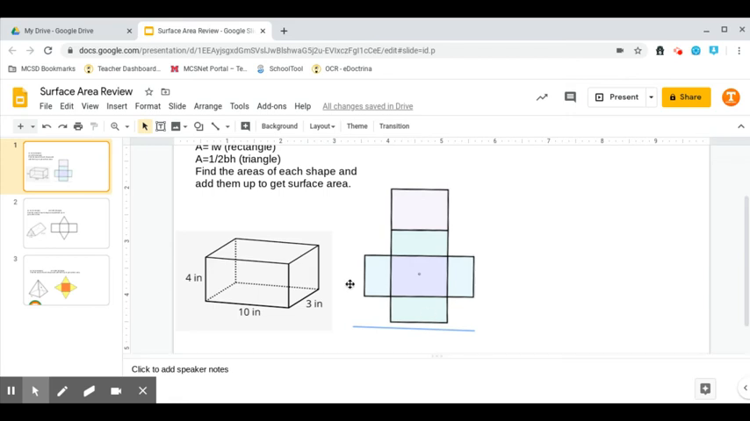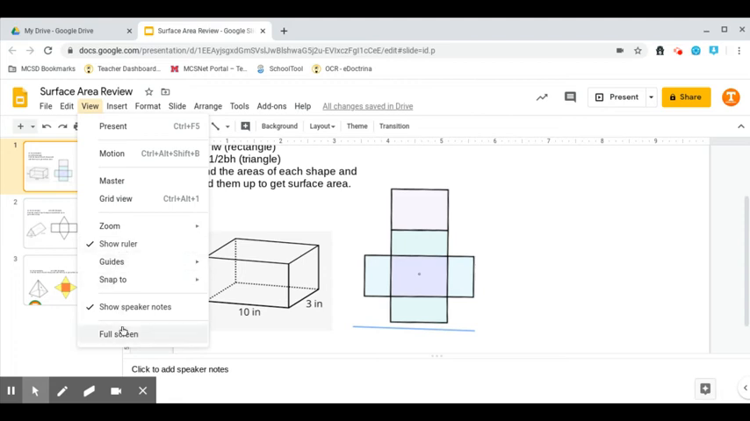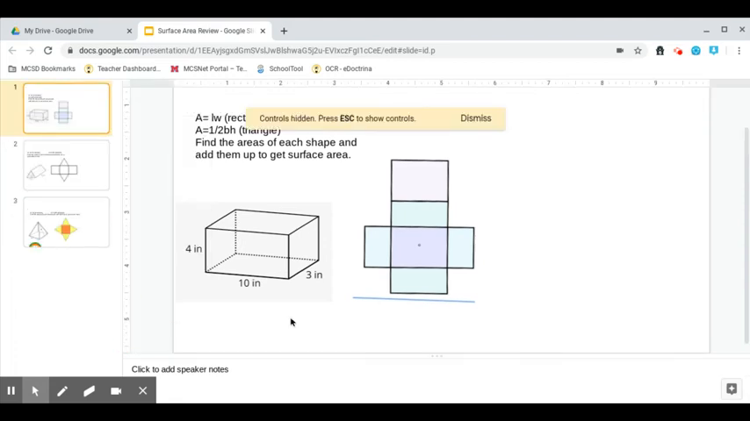All right, this is the last day we're going to review. Let me go full screen. We're going to review surface area of different shapes, and I'm going to model how to do this again. And you have to go to Khan Academy today for a little quiz on it.